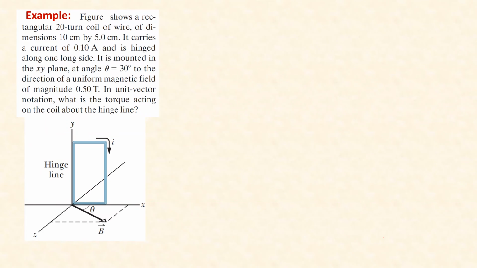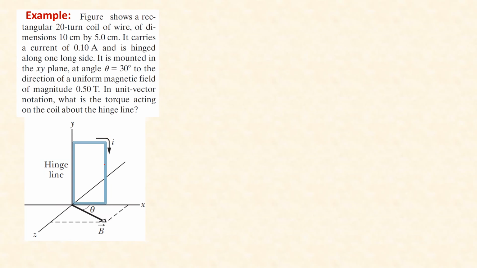Here says figure shows a rectangular 20-turn coil of wire of dimensions 10 centimeter by 5 centimeter. It carries a current of 0.1 amp and is hinged along one long side. It is mounted in the XY plane at angle theta 30 degrees to the direction of a uniform magnetic field of magnitude 0.5 Tesla. In unit vector notation, what is the torque acting on the coil about the hinge?